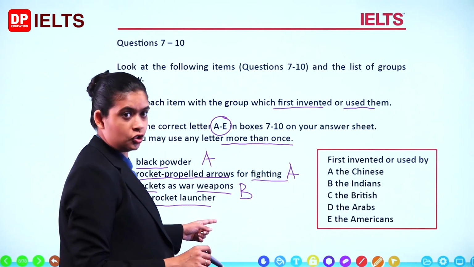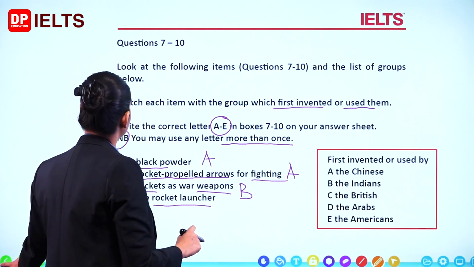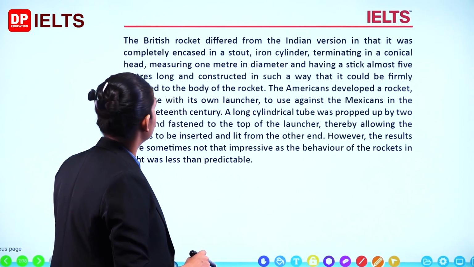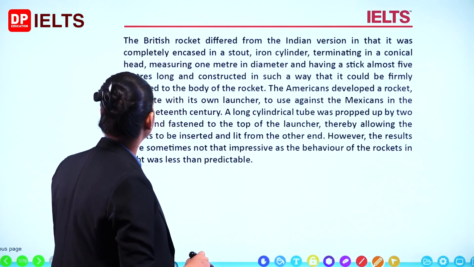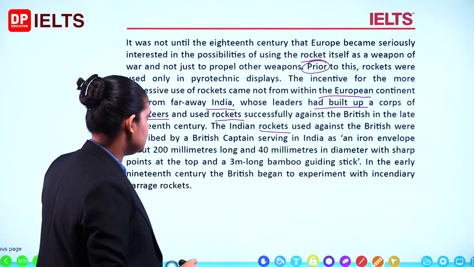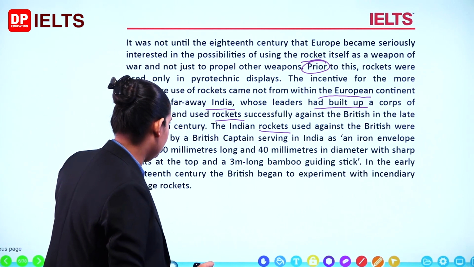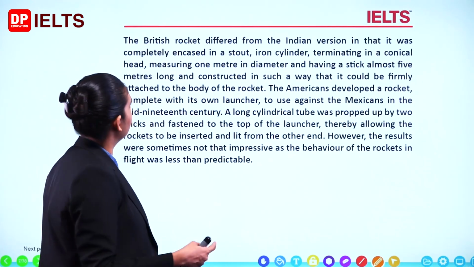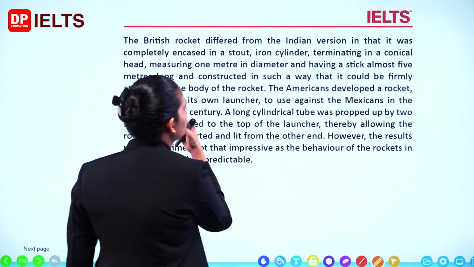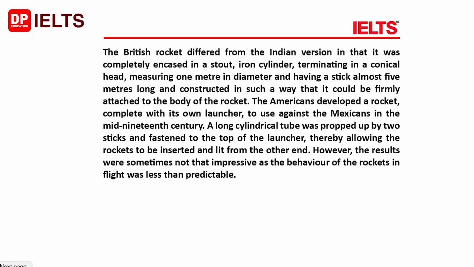The rocket launcher, okay. So let's go and see rocket launcher. This side, do we see the rocket launcher? No. So I'm scanning, okay. Rocket launcher. Here. Let's read it. Own launcher.